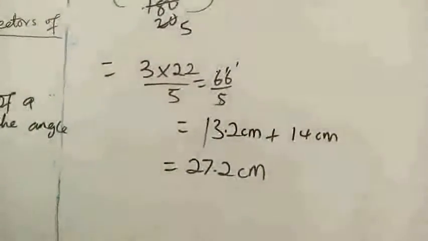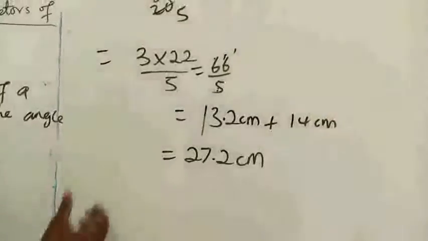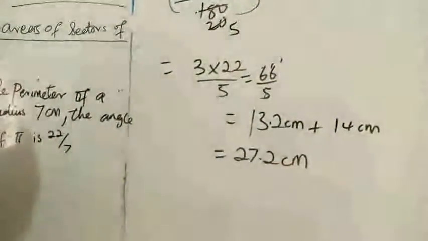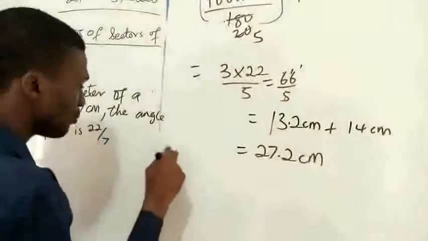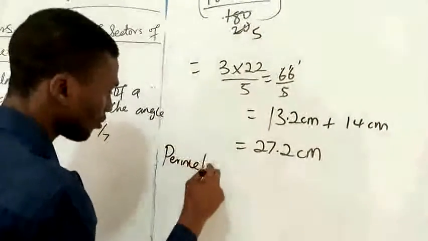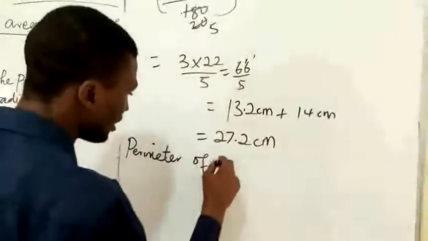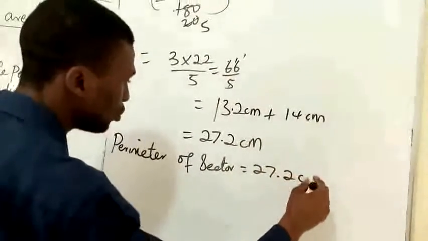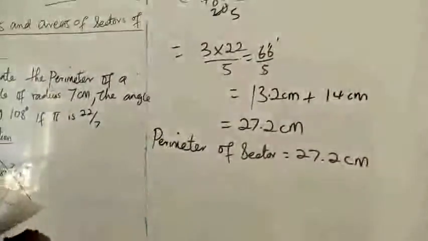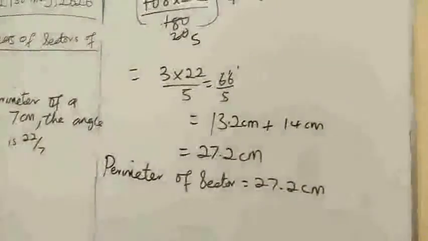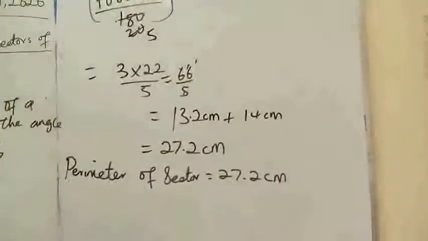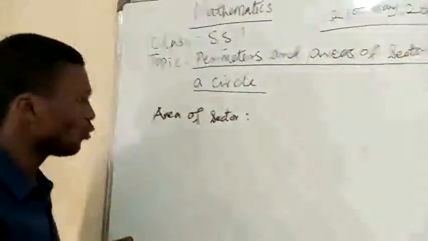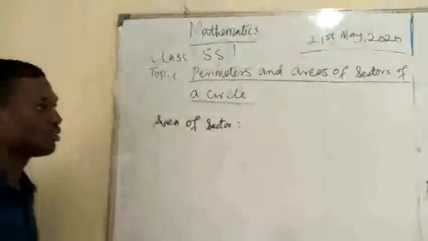So our perimeter of our sector, the sum of our length of arc and our 2 radii, we get 27.2 cm. So we say perimeter of a sector is 27.2 cm. We are done with perimeter of sector. We now look at the area of sector.